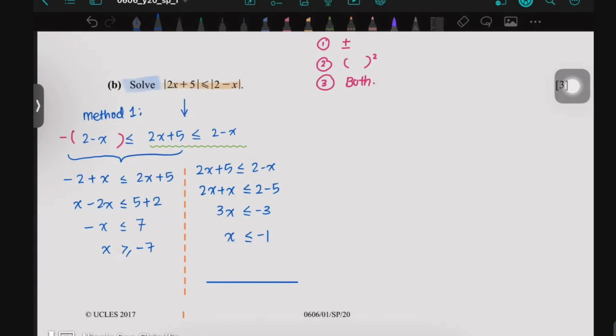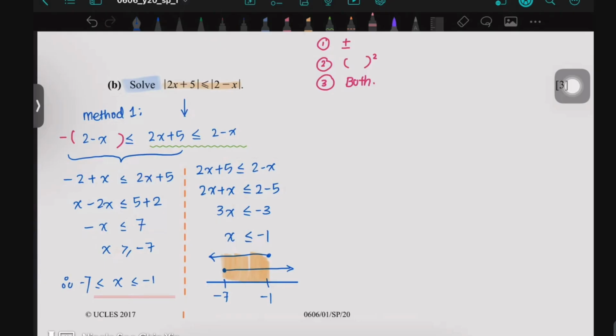Okay, I try to put both methods together. So from here I get my answer, x must be more than or equal to negative 7. This side. The other one, x is less than or equal to negative 1. This side. So basically my inequality is bounded between negative 7 and negative 1. Therefore my answer, x will be less than or equal to negative 1 but more than or equal to negative 7. Okay, this is how we do.